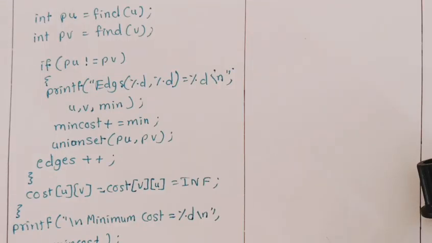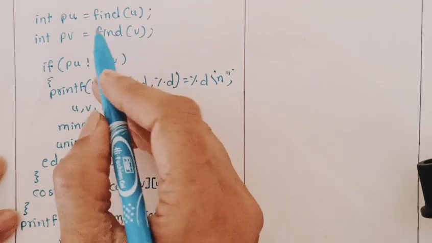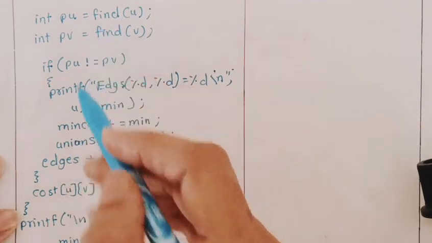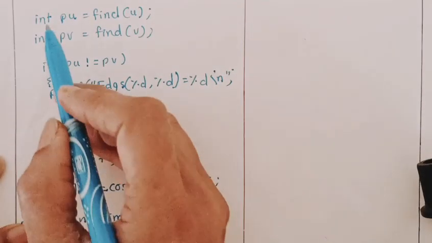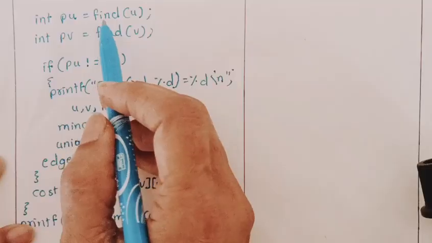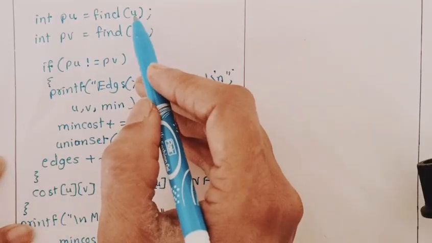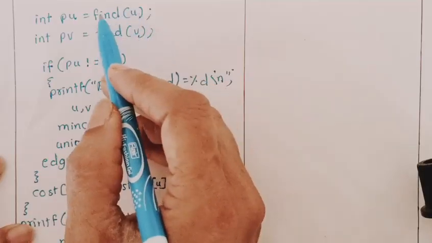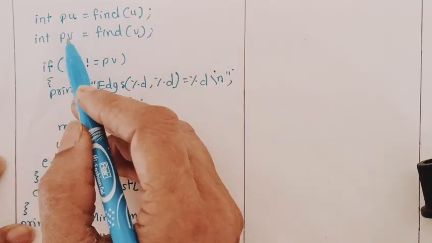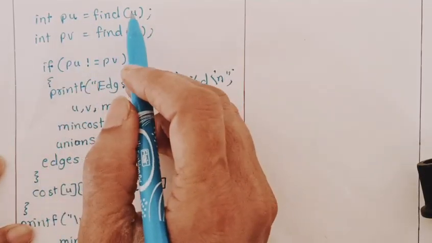So after finding the minimum cost value, we have to call the find function. Find means we have to find out whether that edge will form a cycle or not. So for that we are calling find U and find V. U will be the I index and V will be the J index here. Whatever we find, we store into the PU and PV variables. You can see how it works here.